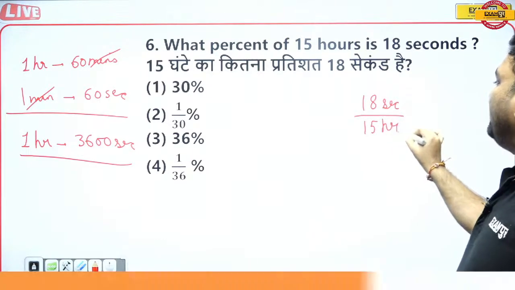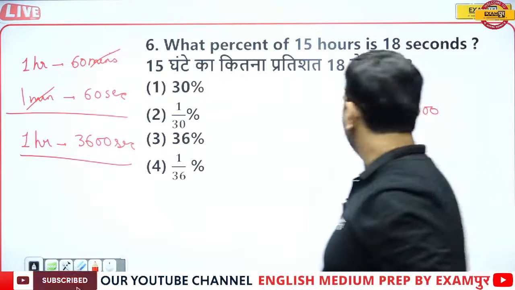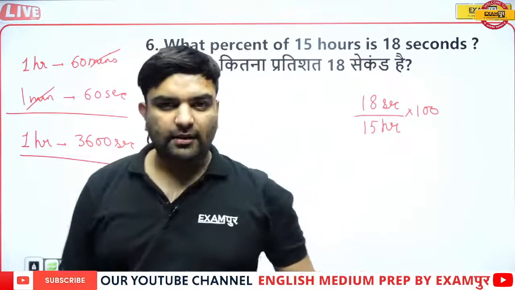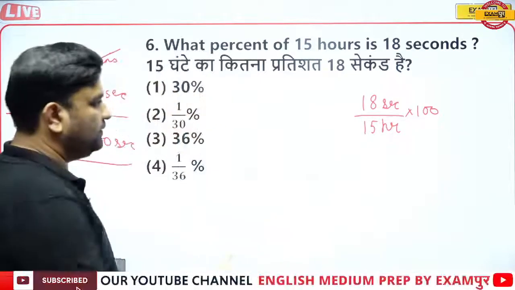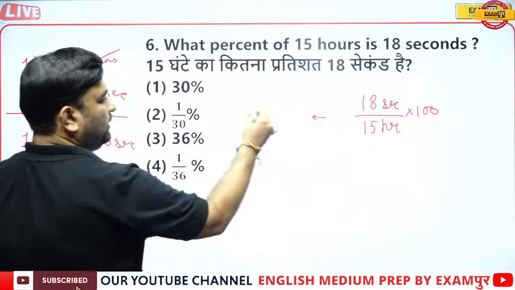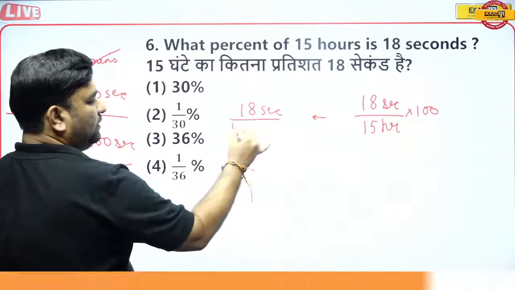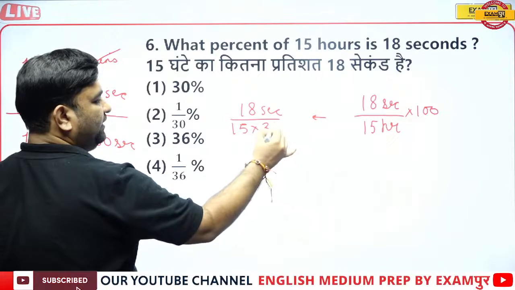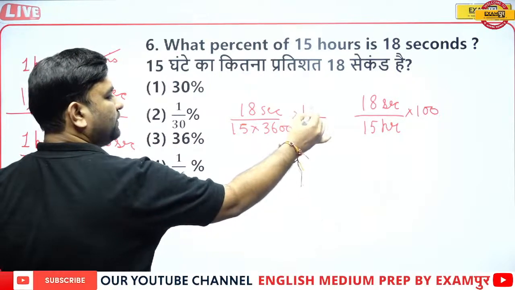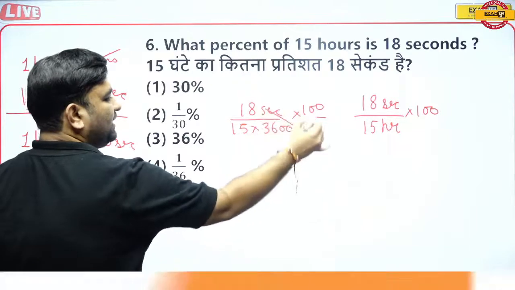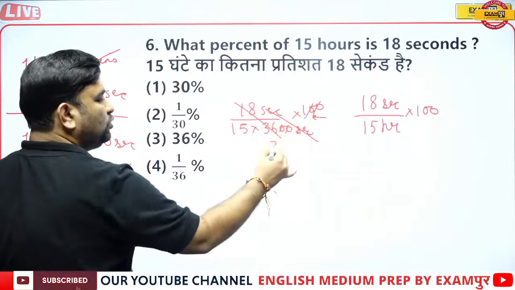So 18 seconds upon 15 hours into 100. We need to find out this. So 18 seconds, 15 hours, 1 hour is 3600 seconds, into 100. Seconds will cancel out. This will also cancel out. This will also cancel out 2 times.